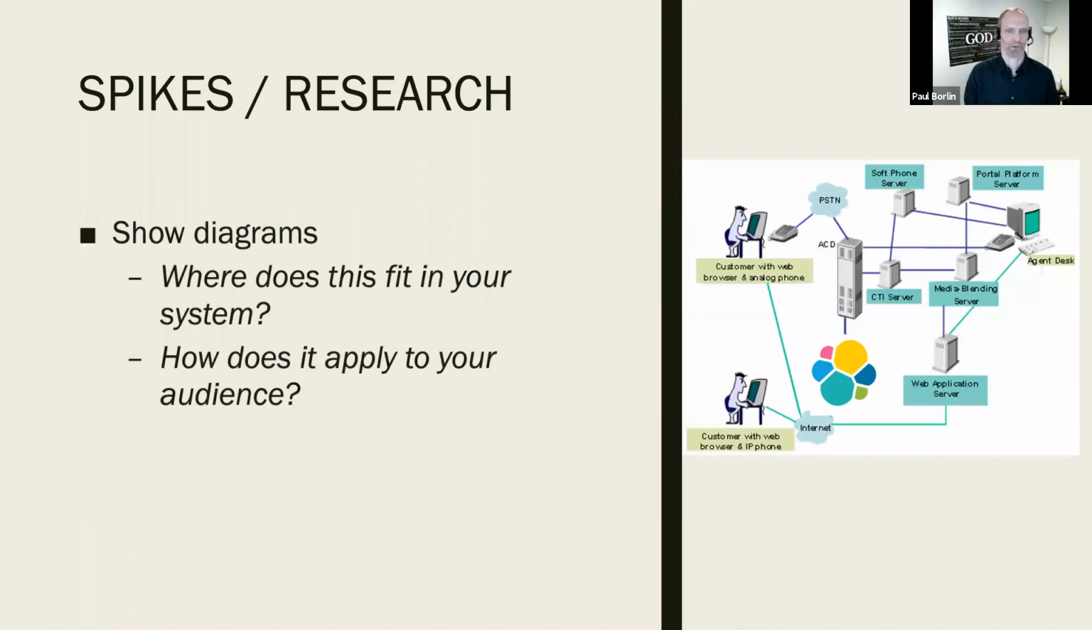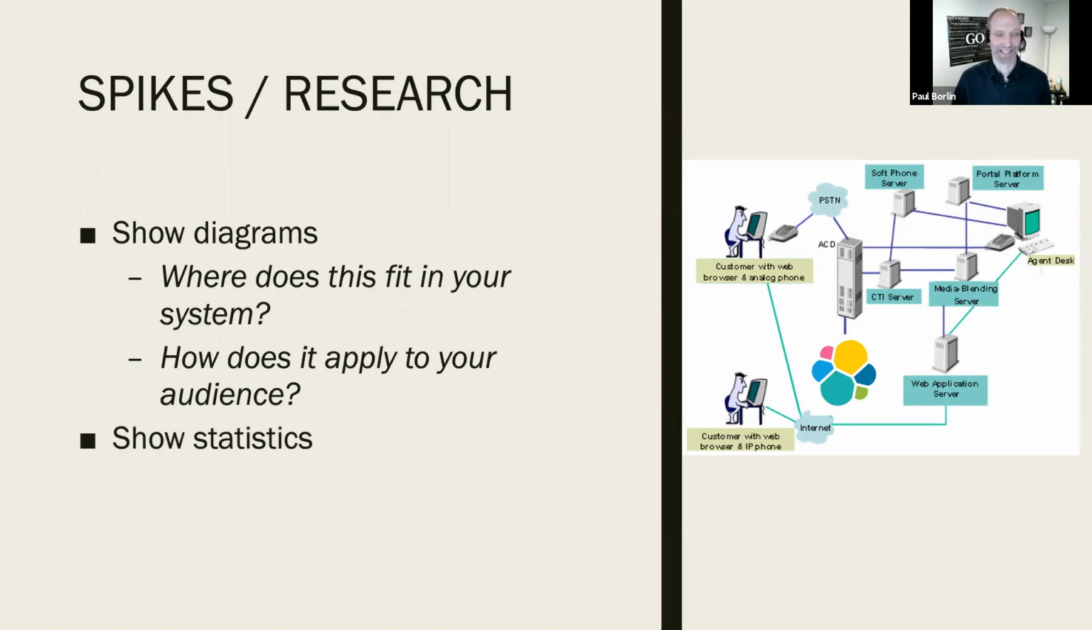So show diagrams. Where does this fit into your system? How does it apply to your user, your audience? So on the right side, I have a diagram there. You have a couple of users and some computers and such. And I have a logo of Elastic there. So I can start talking to that and they see a visual image of how that ties in with them. I'm going to give some demonstrations of a good and a bad software demonstration of a spike later on. And I'll show you an even better way to do this.